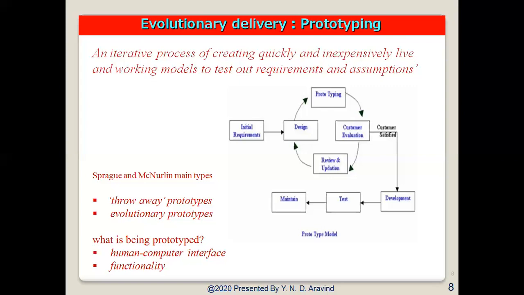And the last kind of prototype is the extreme prototype. Here the extreme prototype is used in web development domains. It consists of 3 sequential phases. First, a basic prototype with all existing pages is presented in the form of HTML format. Then the data processing is simulated using the prototype service layers. And finally, these services are implemented and integrated into the final prototype.